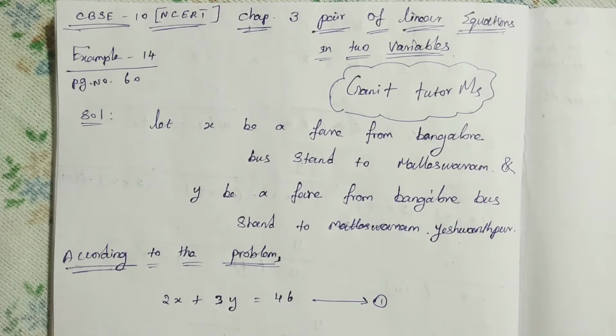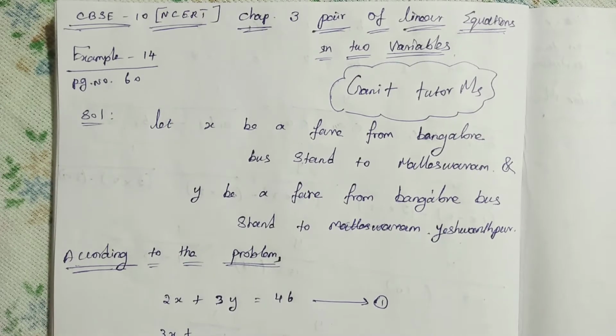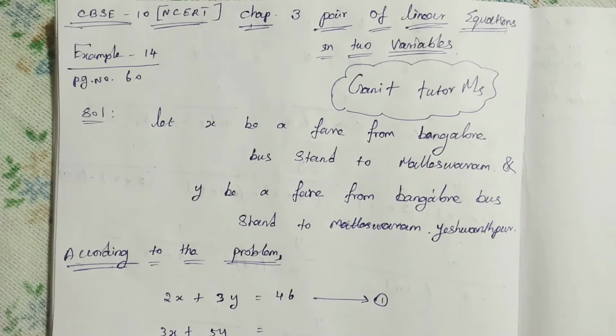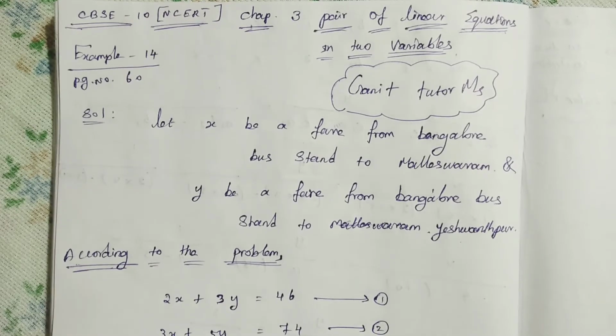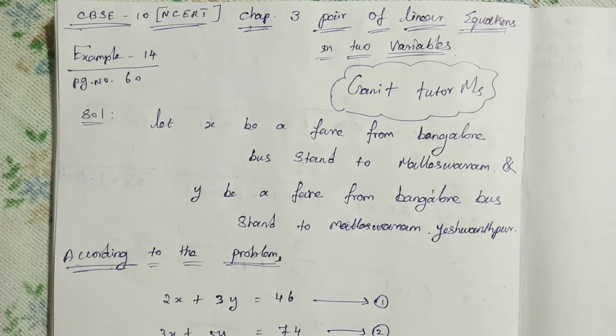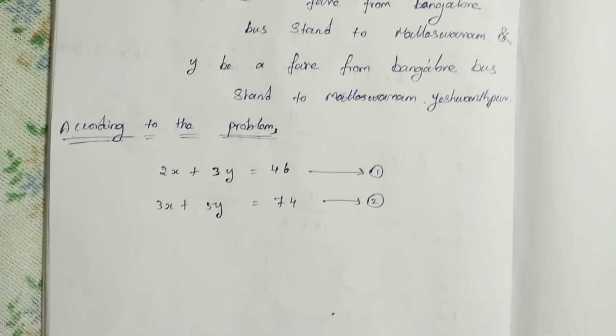Second condition: we buy 3 tickets from Malleshwaram to Bangalore bus stand, so 3 into x, plus 5 tickets from Yeshwantpur to Bangalore bus stand, so 5y. The total cost for this is 74 rupees. We can write this as equation number 2. Now we get a pair of linear equations, and we can solve them by the cross multiplication method. Clear? Do you all know that?